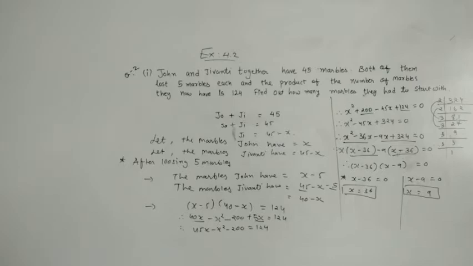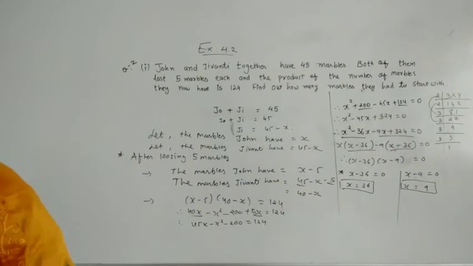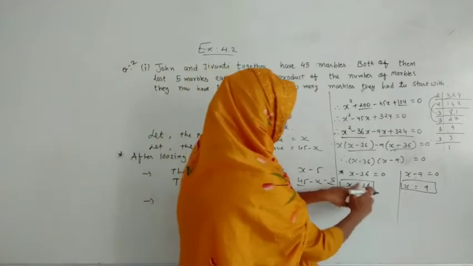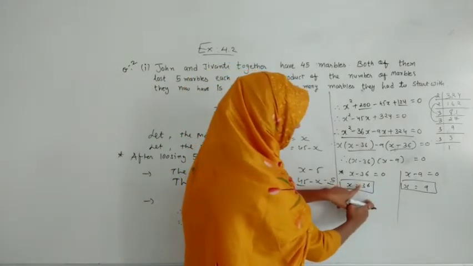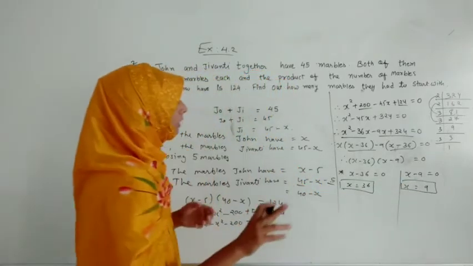Find out how many marbles they had to start with. That is, we have to find how many marbles there were at the start. Here we are not ending our question; we have to find out how many marbles they had to start with. So simply, I want to tell you that if one of the answers is negative, we will not consider it, and we consider only the one which is positive.